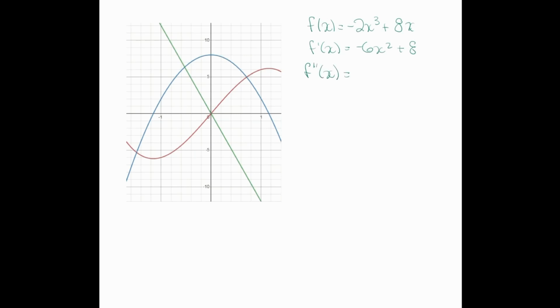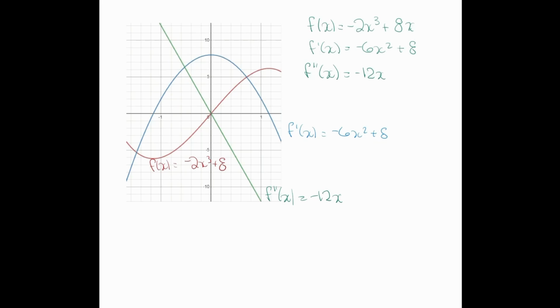I'm just going to use the power and the constant rule again to figure it out. So the derivative of negative 6x squared is negative 12x, and the derivative of 8 is 0. So we can see that the second derivative is equal to negative 12x, and it is indeed a straight line. The first derivative is equal to negative 6x squared plus 8. And here's our original function, which was equal to negative 2x cubed plus 8x.